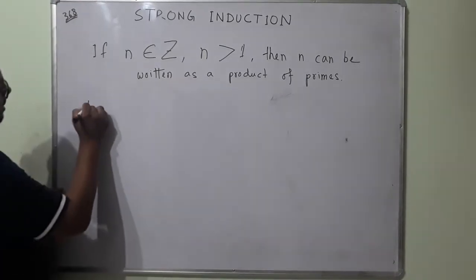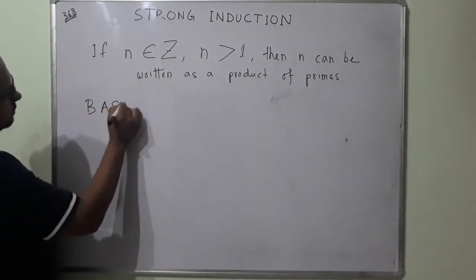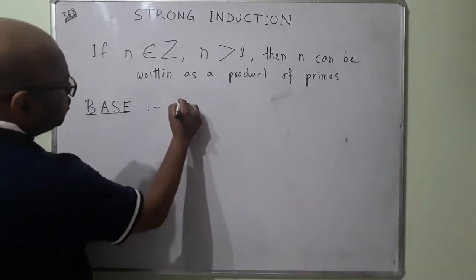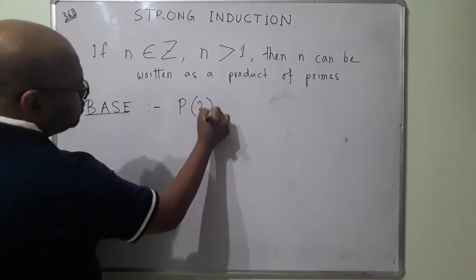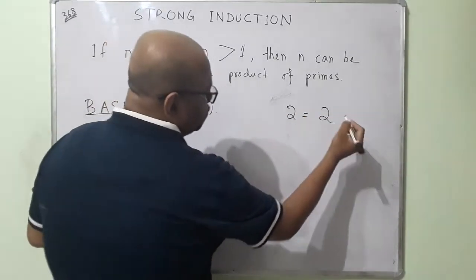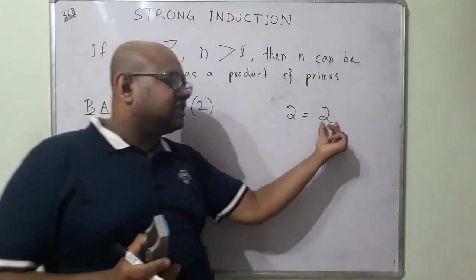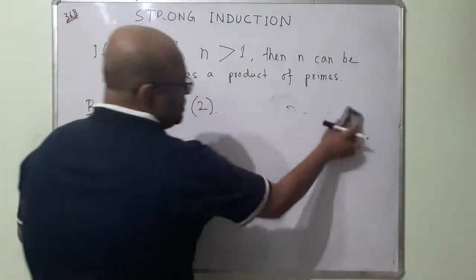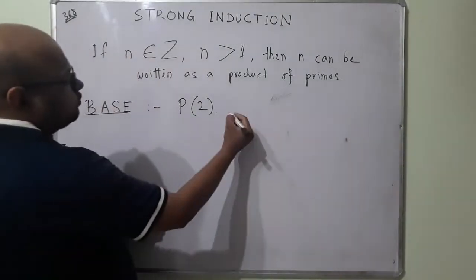Alright, so I will have a base case, the basis step. My basis step I am going to prove for 2. So 2 I know is 2. So 2 can be written as a product of itself, right? So my base case I have proven.